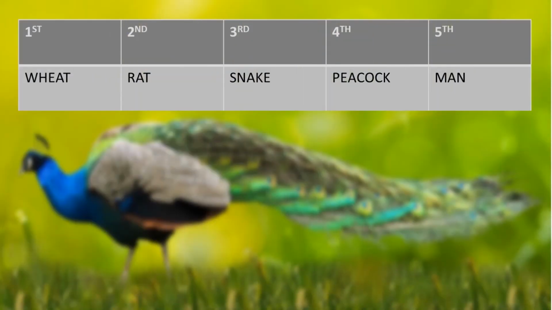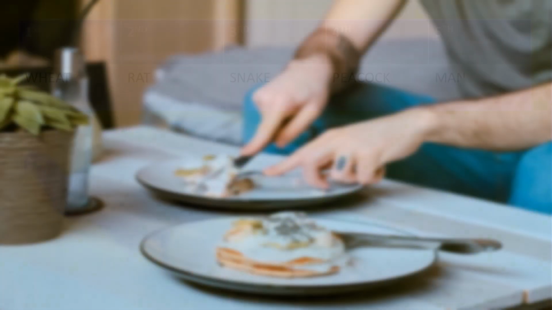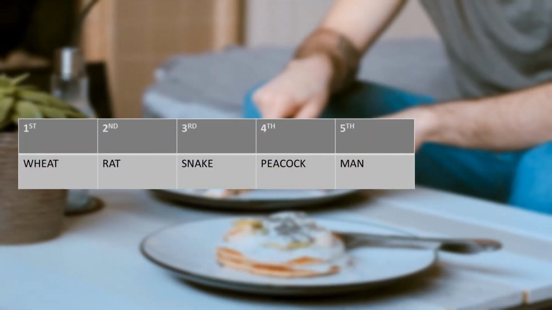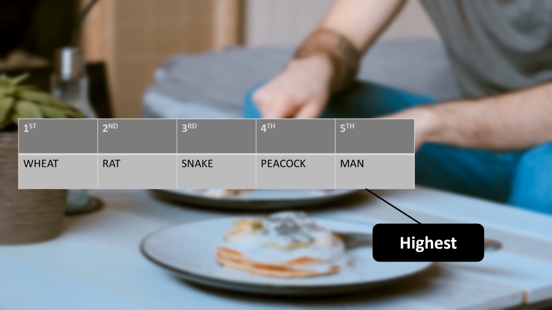Man occupies the second trophic level also. It can also occupy the third trophic level. It can occupy the fourth trophic level also. It can occupy the fifth trophic level also. For example, in the first one, the wheat is eaten by the rats. The rat is eaten by the snake. The snake is eaten by a peacock, and the peacock is eaten by man. Man occupies the highest trophic level, and it is at the fifth trophic level.